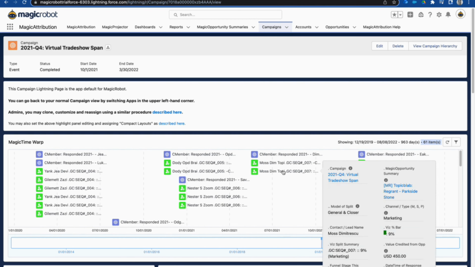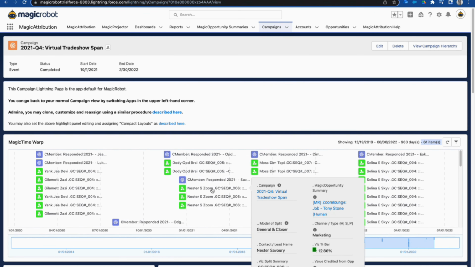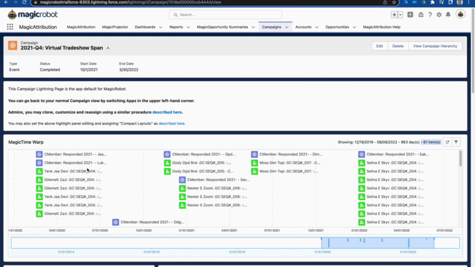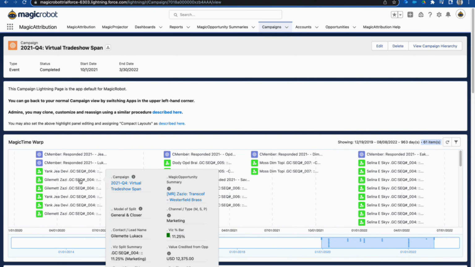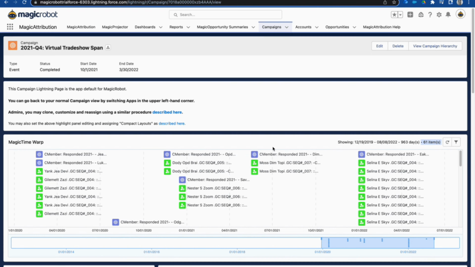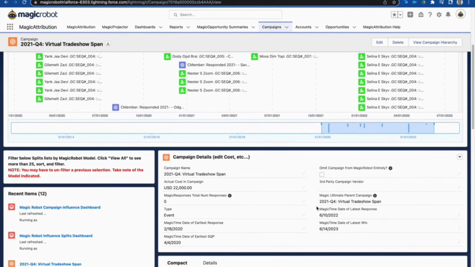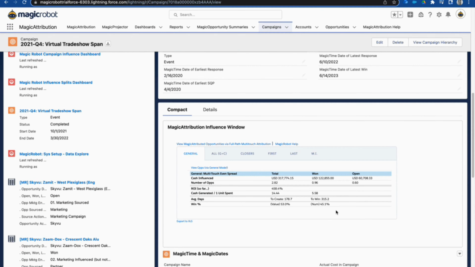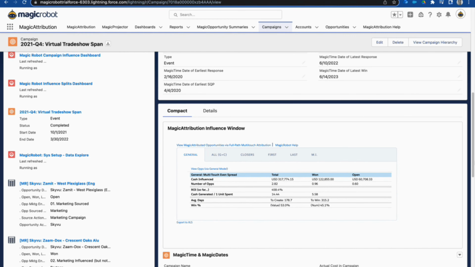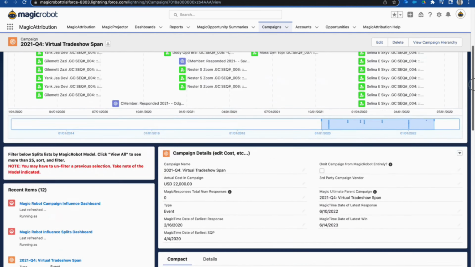Armed with this information, Mark can now accurately report on both the ROI and velocity that each campaign is responsible for. And the best part? Because MagicRobot is Salesforce native, the time to value was instant. He was able to install and configure the software and immediately look back over his historical campaigns and see with pinpoint accuracy exactly where each one helped drive revenue.